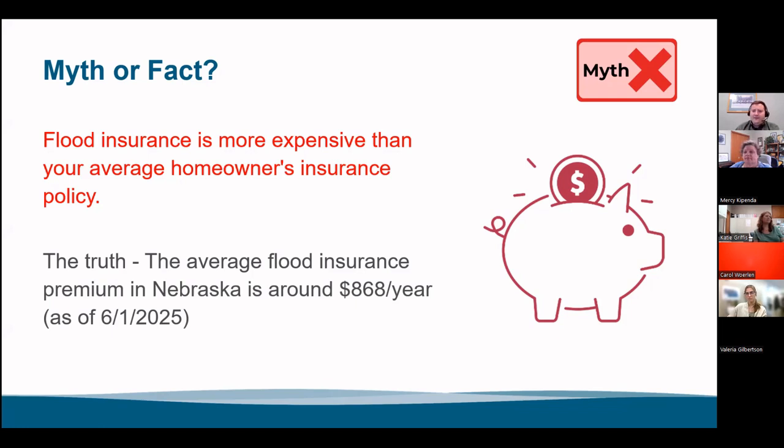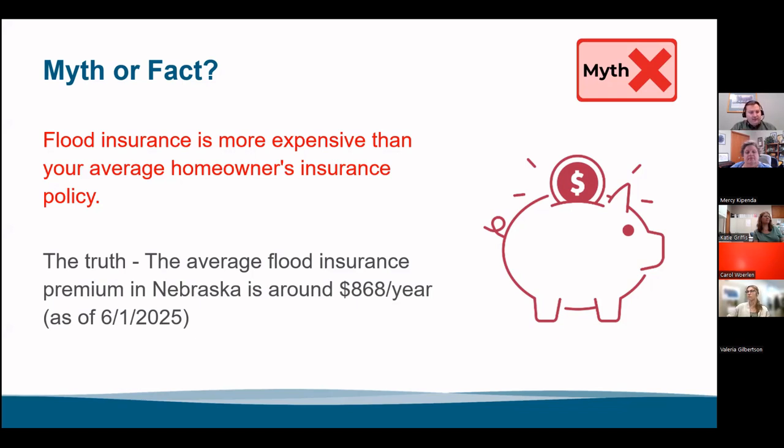The average homeowner's insurance policy in Nebraska, I'm sure some of you have seen this in the news, Nebraska is higher up there in terms of homeowners insurance costs. It's around $5,500 annually for about a $300,000 home. Nationally, it's about $2,300. So we're definitely higher up there, but still, the cost of flood insurance is significantly lower than your average homeowner's insurance policy.